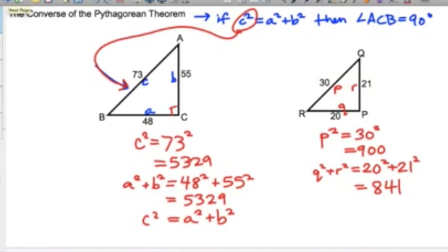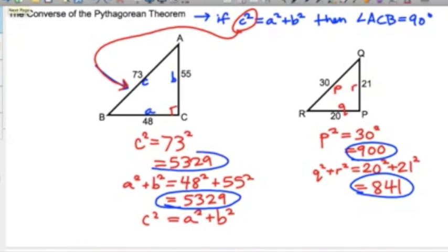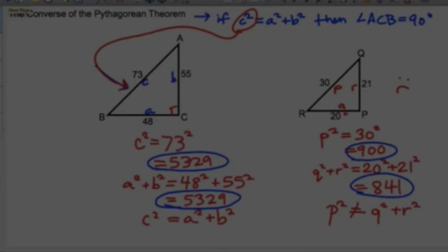Now that means, if you take a look, 900 does not equal 841. Whereas in the other example, 5,329 did equal 5,329. So because they are not equal, then we can say that p squared does not equal q squared plus r squared. So triangle PQR is not a right-angled triangle. That's it for now.